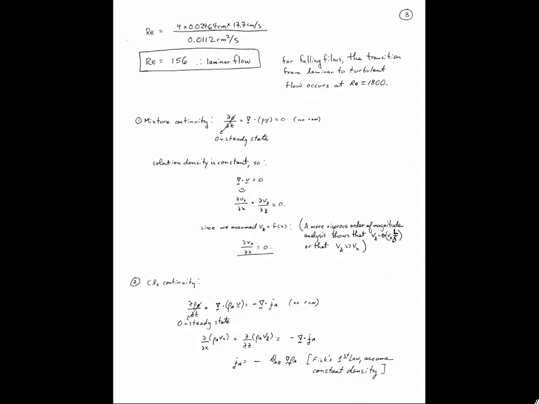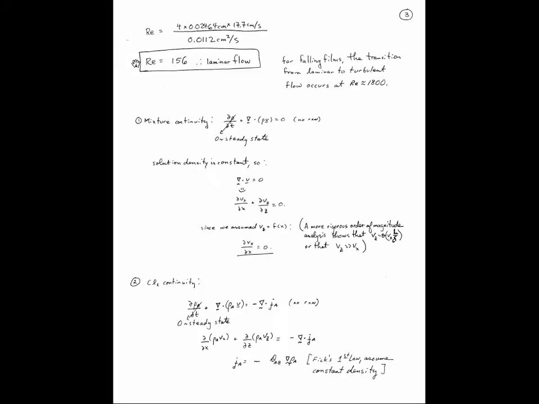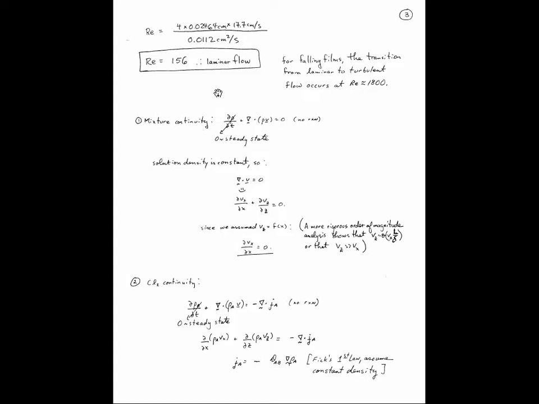You also calculate from that the Reynolds number, and it turns out to be 156. For falling films, the transition from laminar to turbulent flow is about 1800, so we're in a good situation in that we're in a laminar flow regime, so the assumption that the velocity profile is parabolic like this is correct.